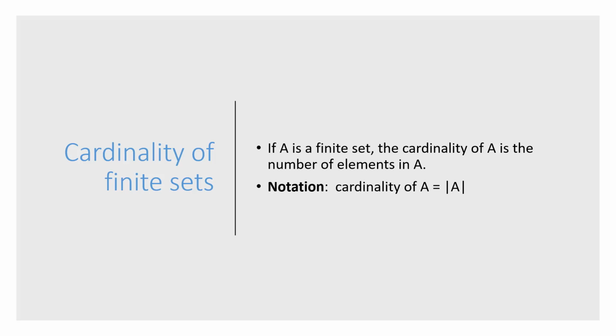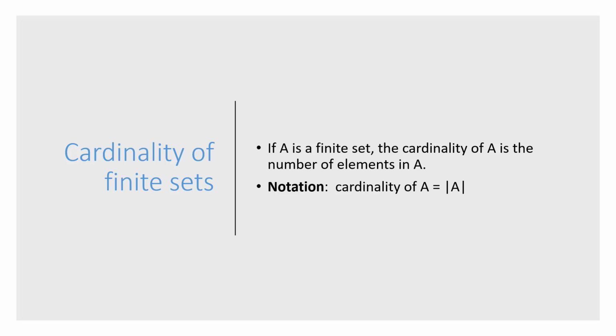So let's take a look at the cardinality of finite sets. If A is finite, then the cardinality of A is the number of elements in A. The notation is cardinality of A is these vertical bars A. If it's finite, we can easily establish this by counting. However, if the set is large, counting is not very fun to do.